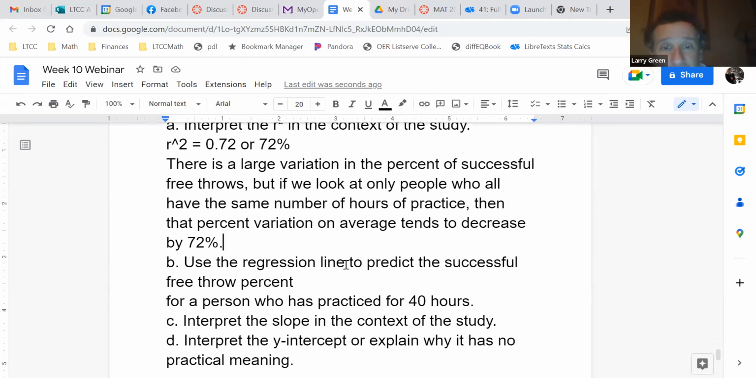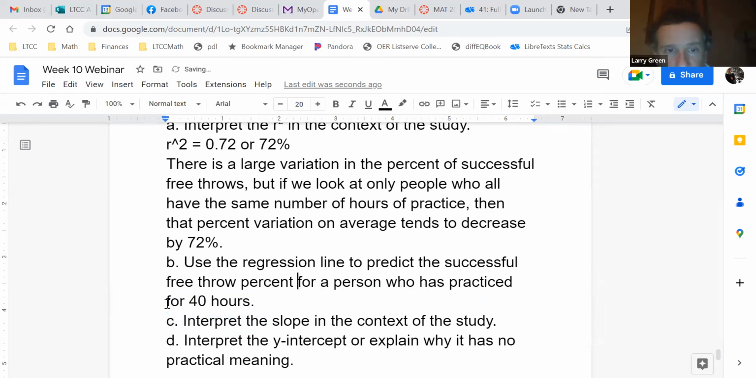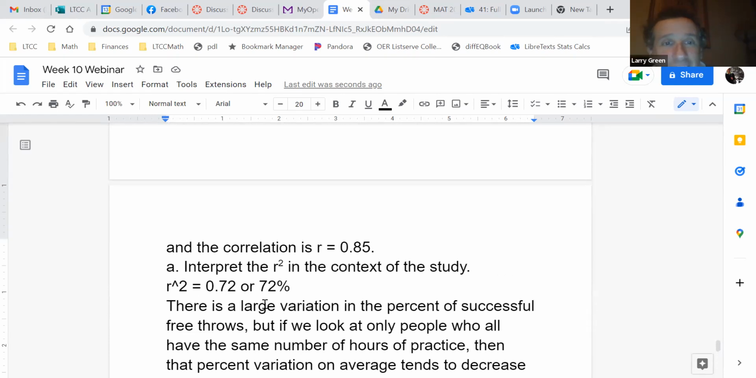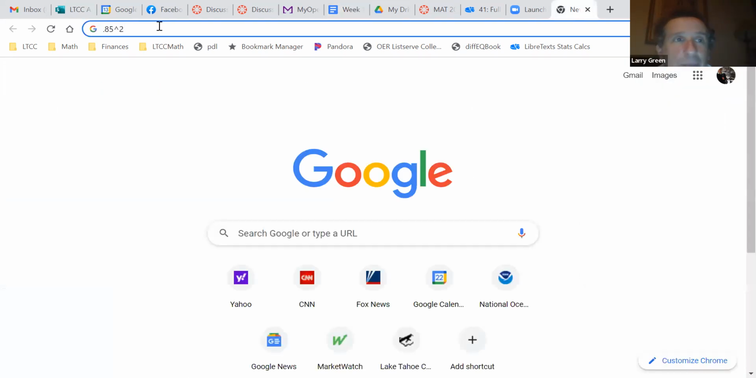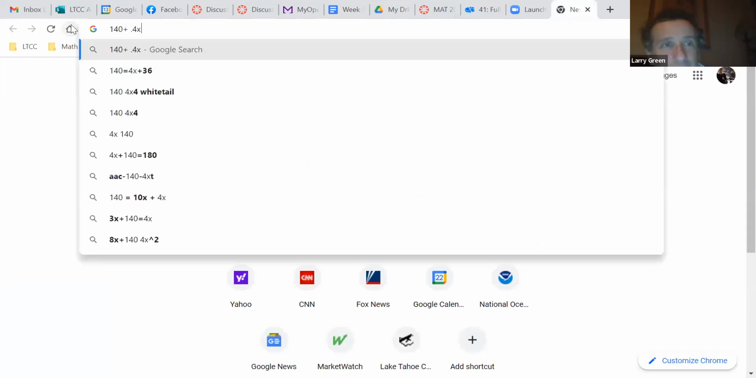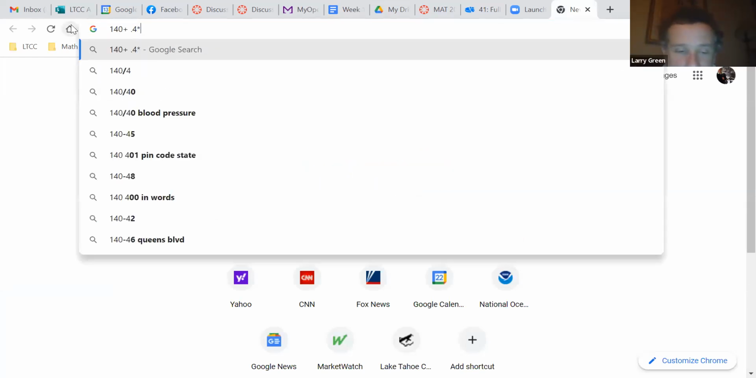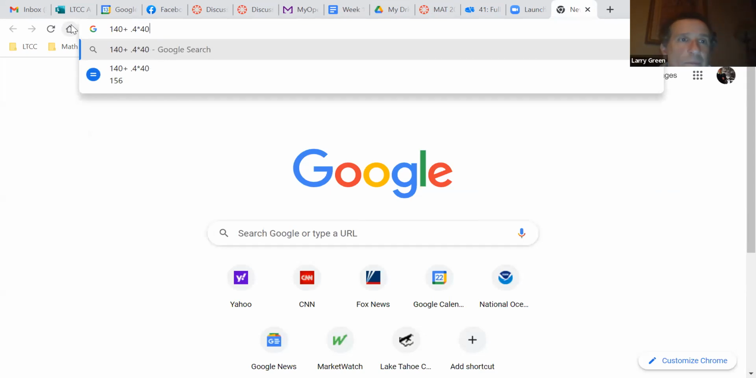Okay, use a regression line to predict the successful free throw percent for a person who has practiced for 40 hours. So this is actually easy if you know what to do. All you do is take this and put in 40. So I'm going to copy it, pop it in Google Calculator, take the X, turn it into a 40. And you get 156.